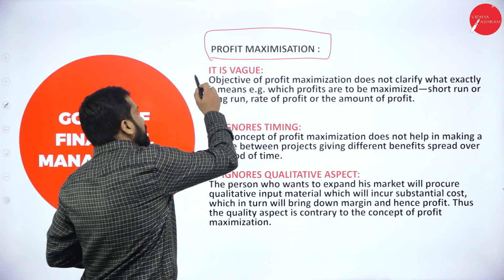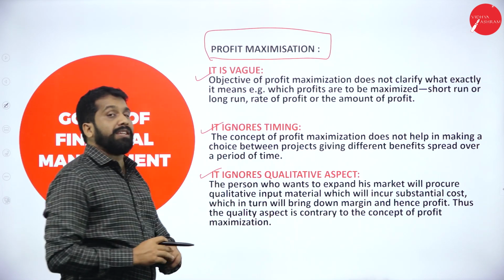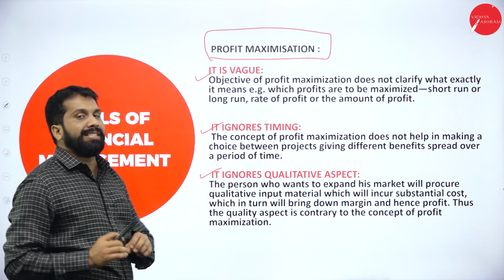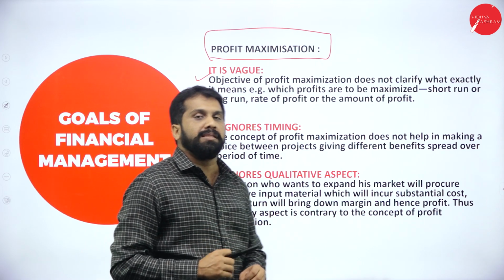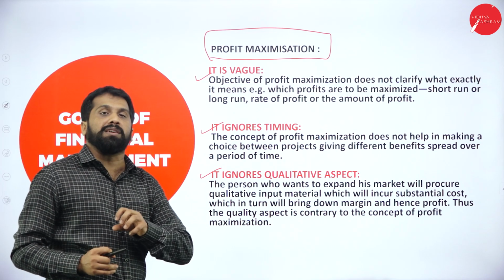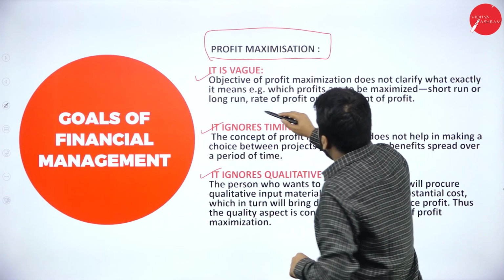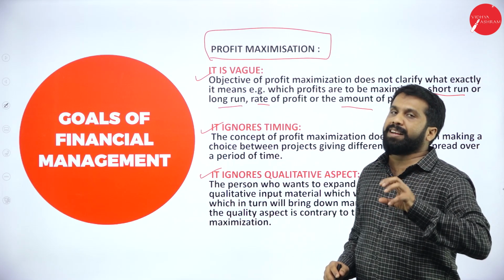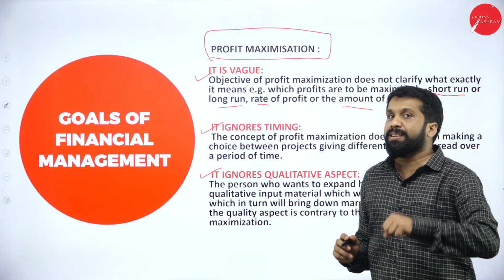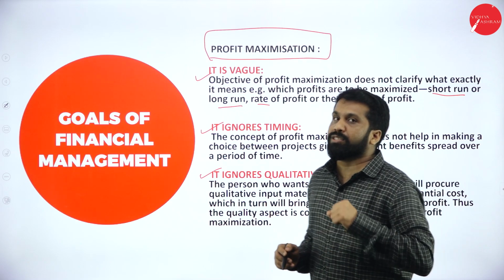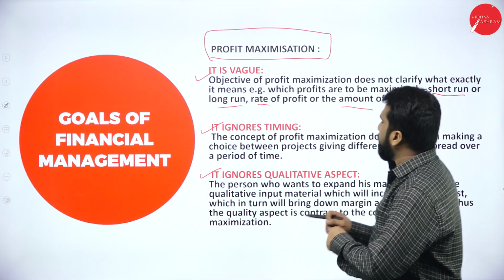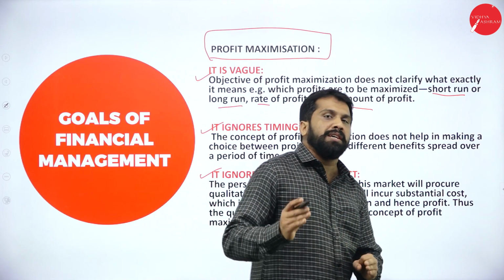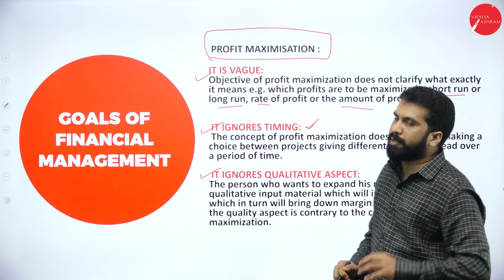Now, it is vague, it ignores timings, it ignores qualitative aspects. To increase your profit, financial management will not clearly say whether you should change the rate of profit or the amount, or whether in the short run or long run. It will not tell you exactly, but the motive is to increase the profit, without saying whether it is long run or short term. Now, it ignores timings. Financial management will not concentrate on timings. It may go one year, it may go one month. So timing is not a concern here.